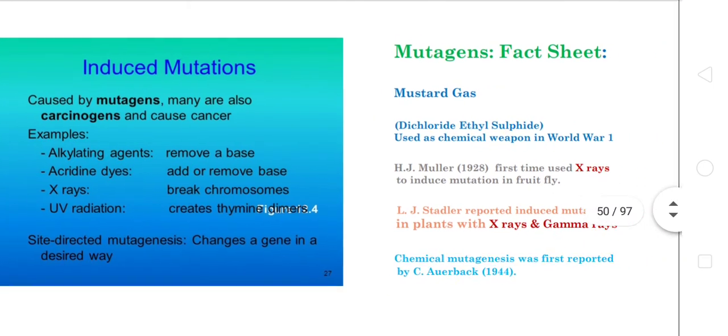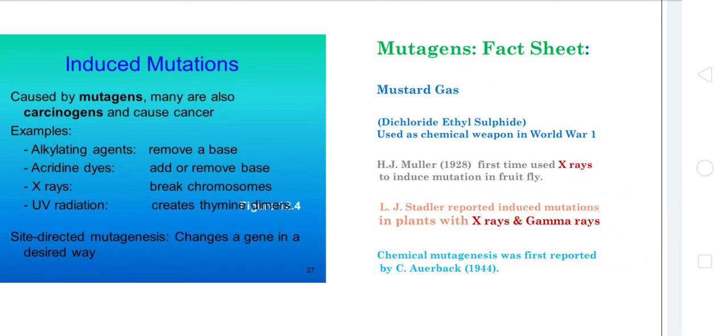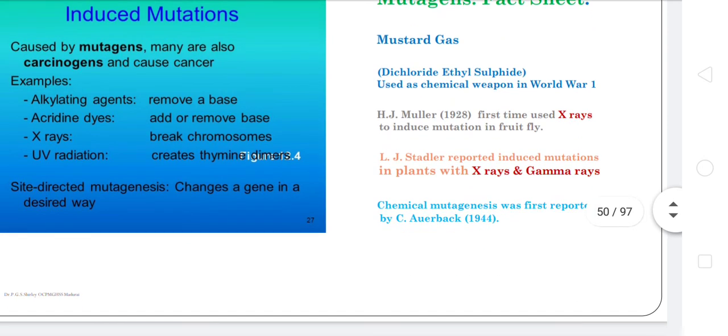And what are the facts related to mutagens? Mustard gas contains the chemical dichloroethyl sulfide. This was a powerful weapon used in World War I to kill many people. H.J. Muller, in the year 1928, was the first to use X-rays to induce mutation in fruit fly. L.J. Stadler reported mutation in plants using both X-rays as well as gamma rays. Chemical mutagenesis was first reported by C. Auerbach in the year 1944.